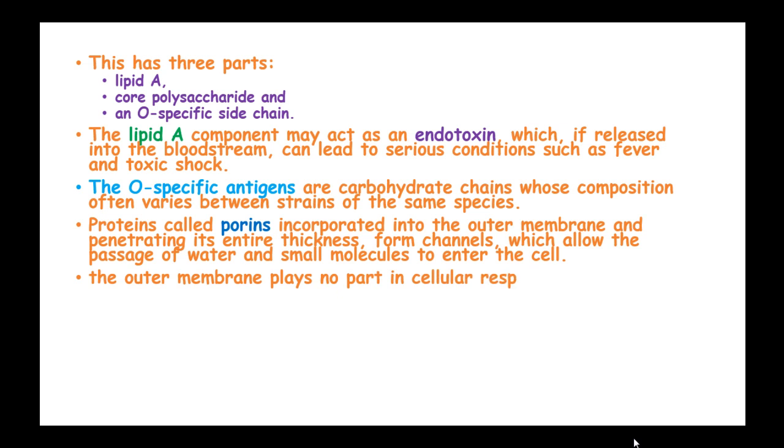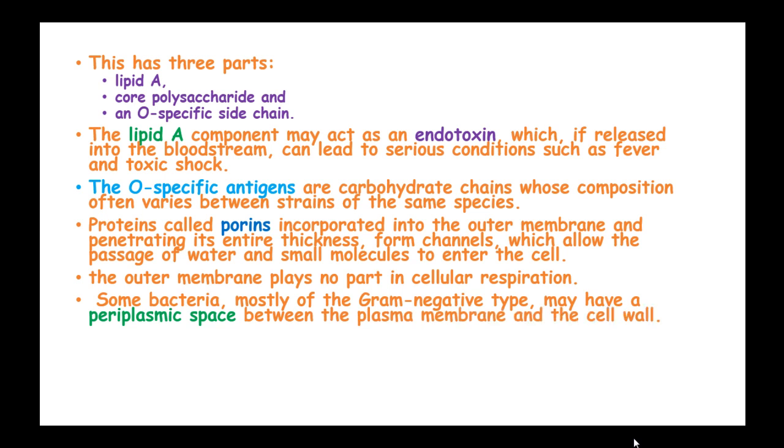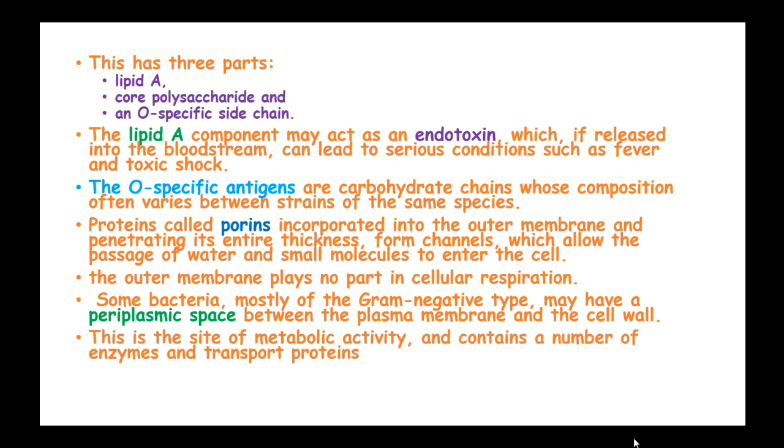The outer membrane plays no part in cell respiration, and some bacteria, mostly of the gram-negative type, have a periplasmic space between the plasma membrane and the cell wall. This space is the site of metabolic activity and contains a number of enzymes and transport proteins.